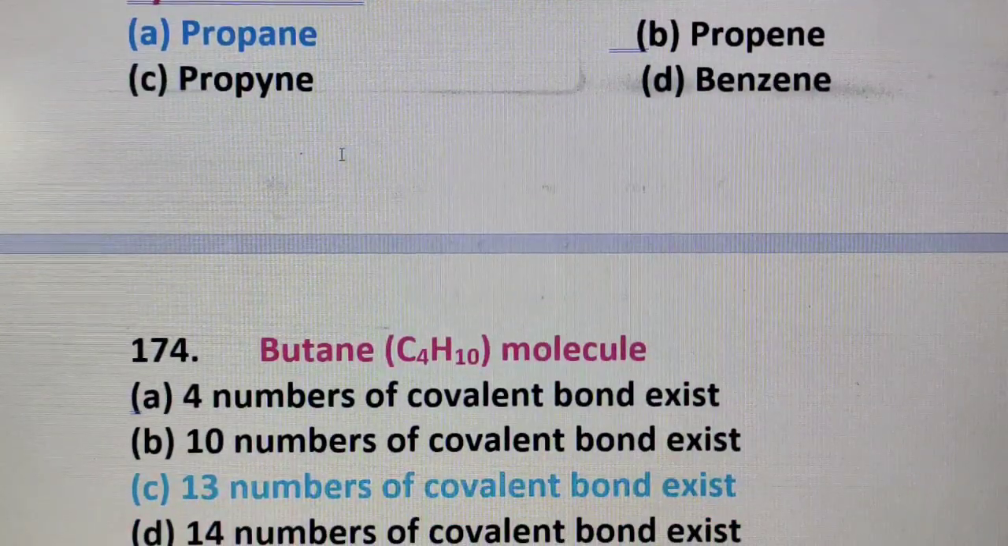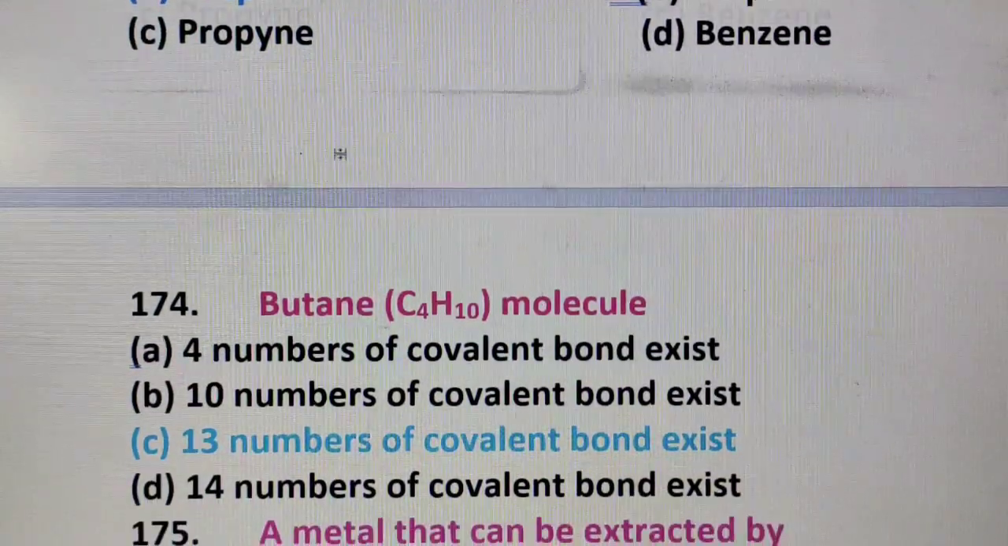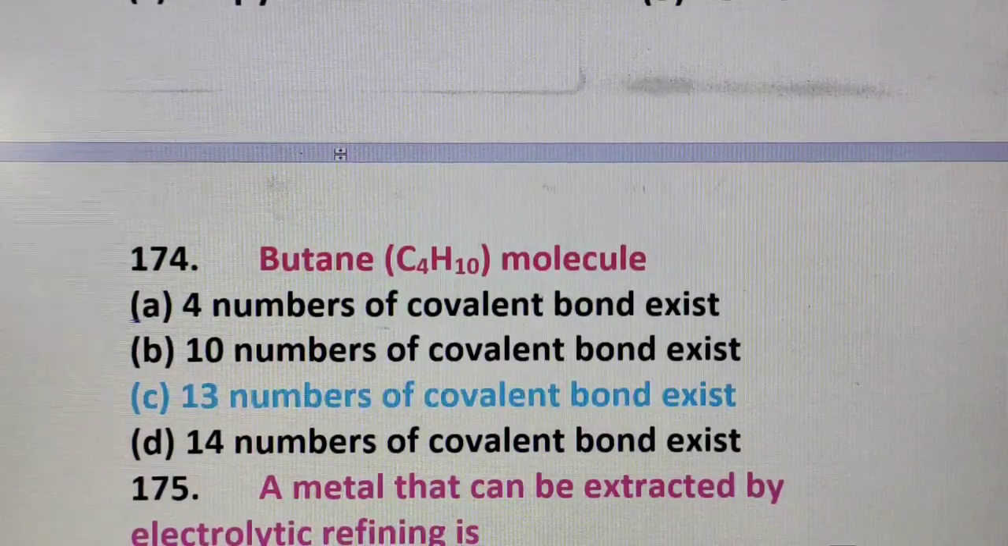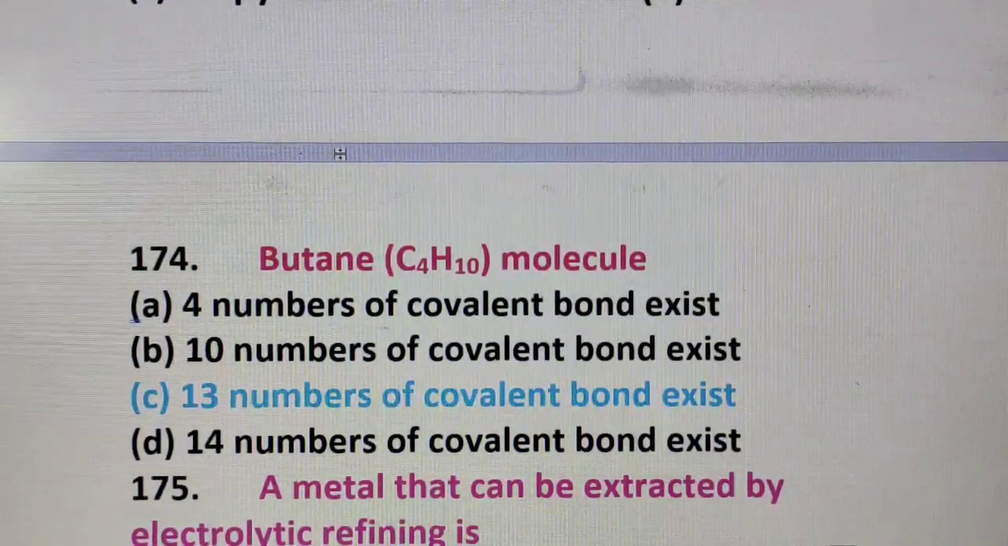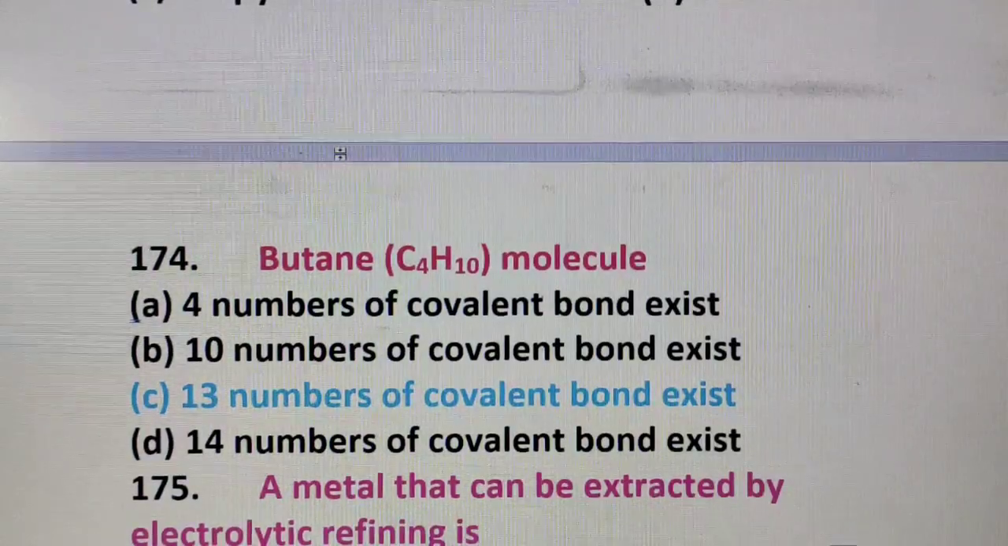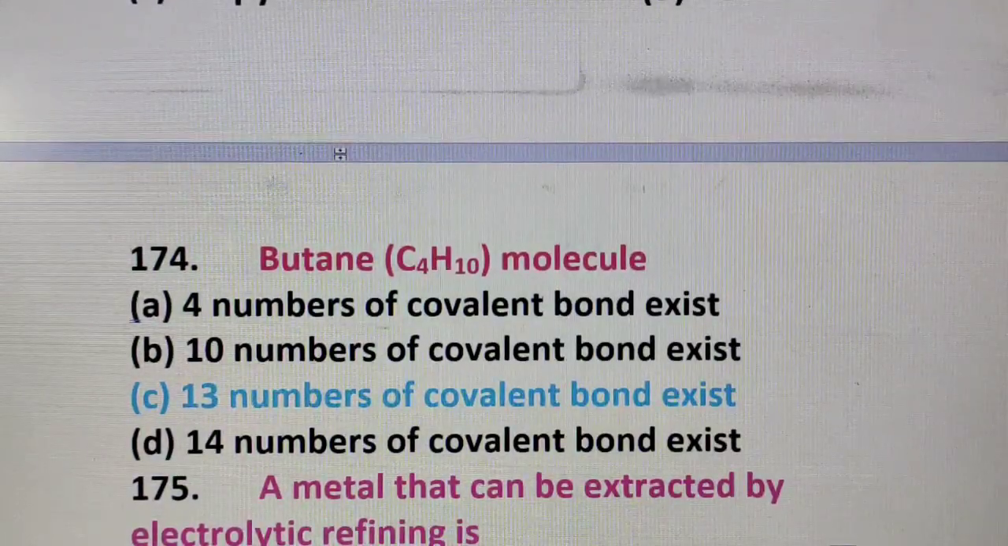Butane, C4H10 molecule. You see, in case of alkane, we can find the number of covalent bonds just by adding the number of carbon and hydrogen atoms and subtracting 1 from it. So here you see C4H10, 4 plus 10, 14, 14 minus 1, 13 covalent bonds. In case of alkane, only this formula will be valid, that is saturated hydrocarbons.